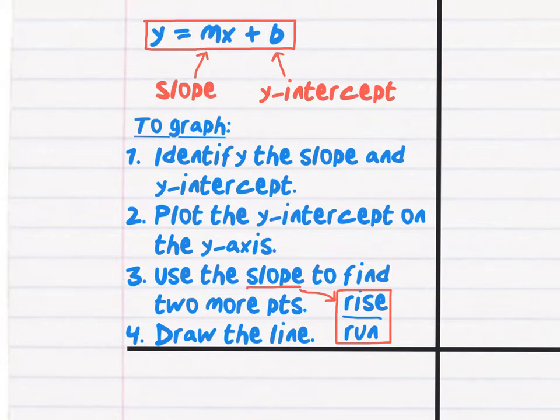Step 3, you're going to use the slope to find 2 more points. And I'm going to show you how to do that. But slope here is rise over run. And I'll explain that when we get to the graphing. And then step 4, you're then going to draw the line. Okay, pause the video to continue copying it down. And when you're ready to continue, press play. Please pause now.